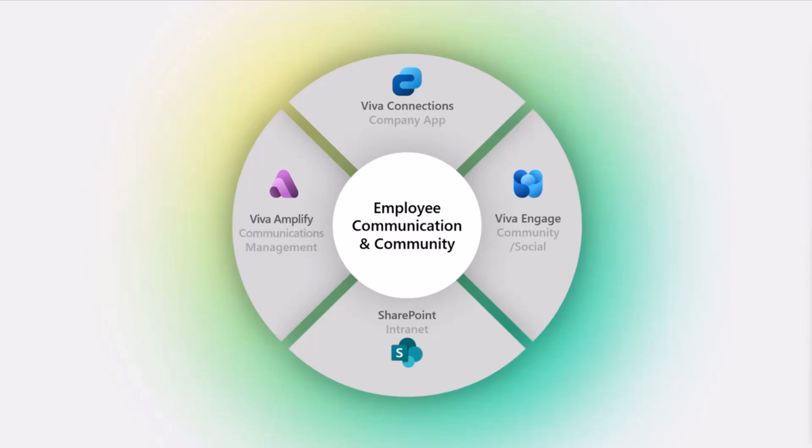So Viva Connections is considered as the company app. We have Viva Amplify, which is considered as the communications management app. So that's for the corporate communications, centrally managing those. We have the Viva Engage application, which is for community and social. And then we have SharePoint, which is the intranet. I'll come back on how we position this in a second. But this is the employee communication and community section, which has its own licensing and controls and all of that stuff also available within Microsoft 365. I'll come back on the positioning in a second.